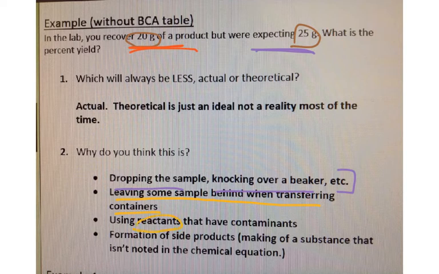Sometimes you'll have reactants that actually have contaminants in them and therefore they're not pure, so the reaction doesn't work as well as it should. And then a lot of times you'll also have side products made, where you make a substance that isn't actually talked about in a chemical equation, just because that's how some chemical reactions occur, depending on the conditions that they're made under.